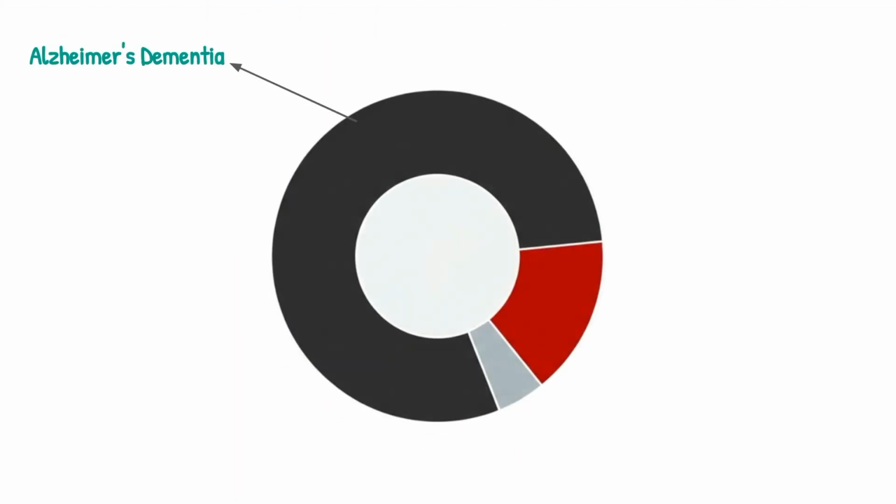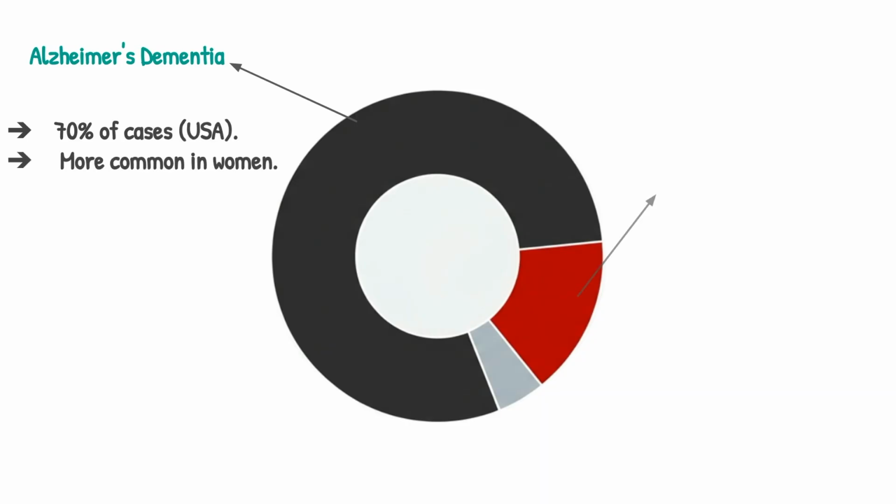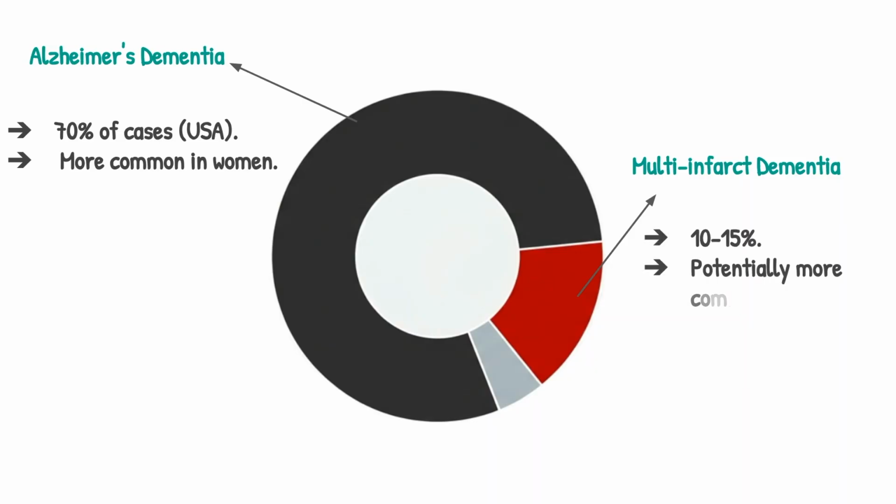Alzheimer's dementia accounts for about 70% of cases in the USA and is more common in women. Multi-infarct dementia is 10 to 15% and potentially more common in India. Lewy body dementia is approximately 4%.